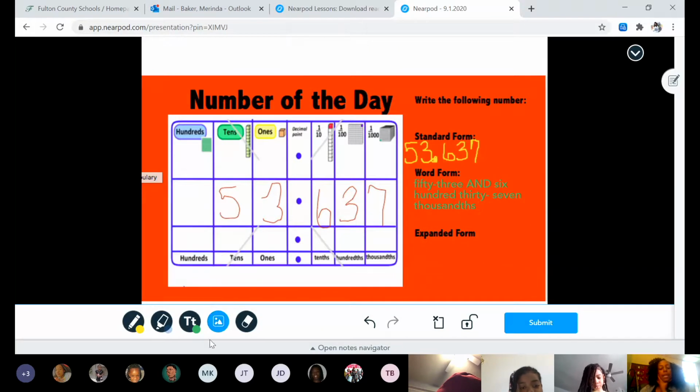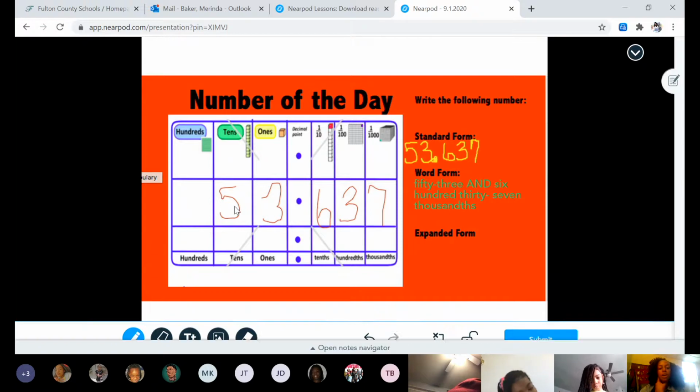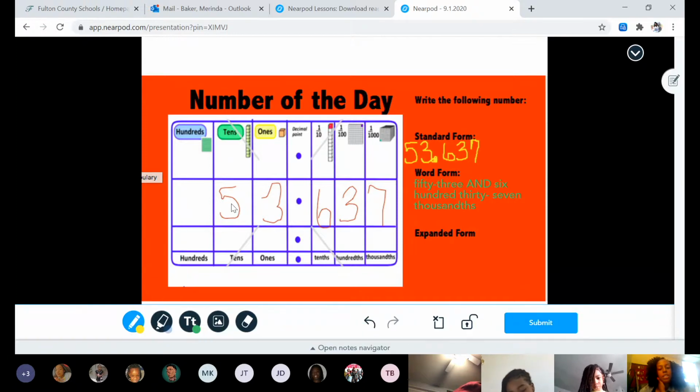Now I want to see who remembers how to write in expanded form. So yesterday we practiced writing in expanded form, and we had to use multiplication to help us. So we started off, remember, with the digit that's in the highest place.